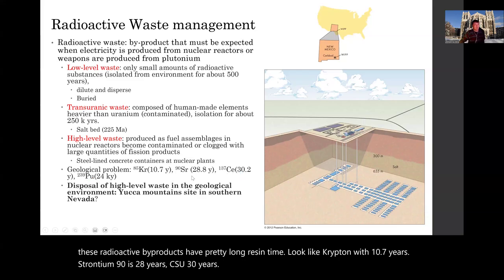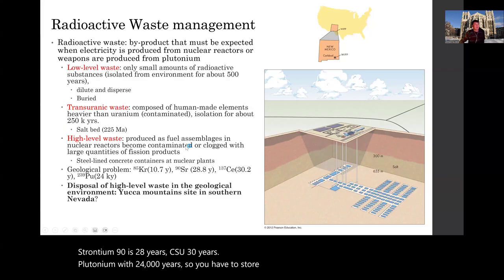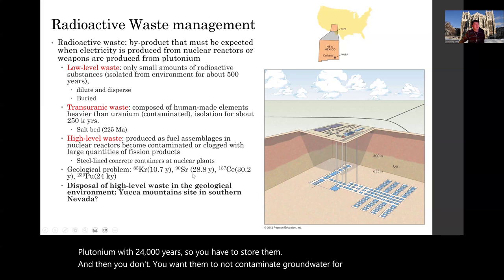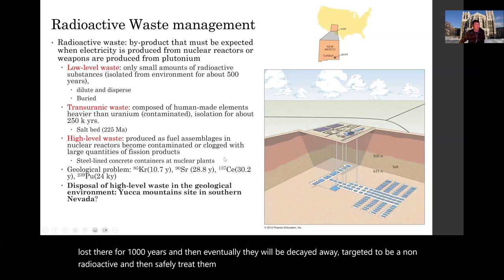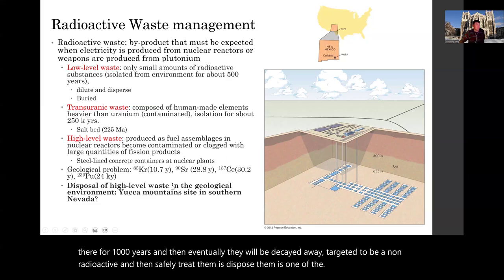Plutonium is 24,000 years. So you have to store them, and you want them to not contaminate groundwater, for example, and last there for 1,000 years, and then eventually they will decay away, turning non-radioactive. Safely treating and disposing of them is one of the big problems.